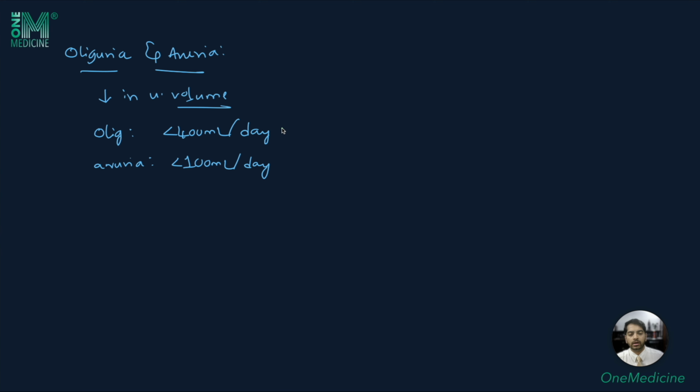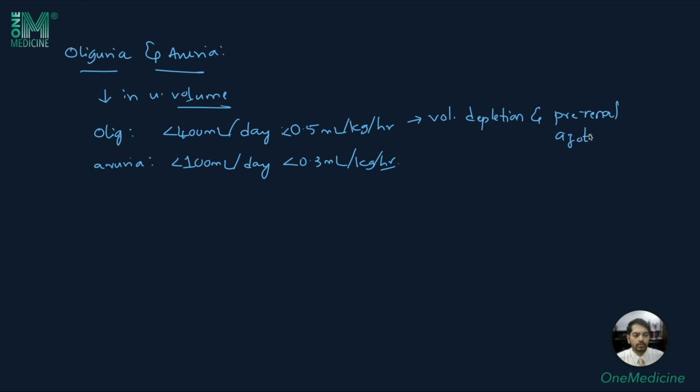But a generally accepted clinical definition is oliguria is considered when the urine output is less than 0.5 ml per kg per hour, and anuria is when there is less than 0.3 ml per kg per hour of urine output. Oliguria usually happens in a patient with volume depletion, and this can also result in pre-renal azotemia. Anuria can be caused by complete bilateral urinary tract obstruction.